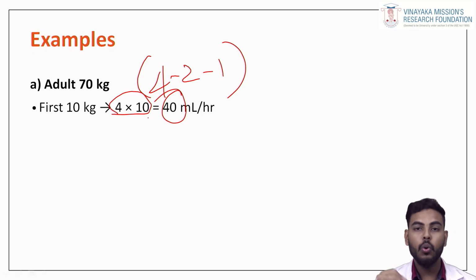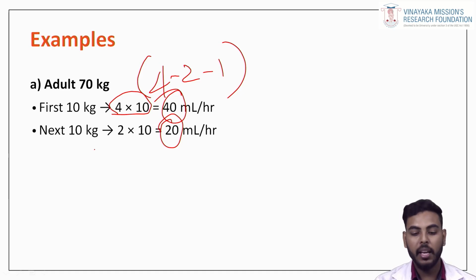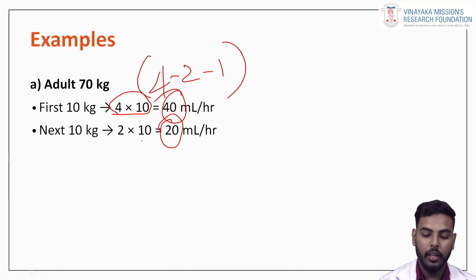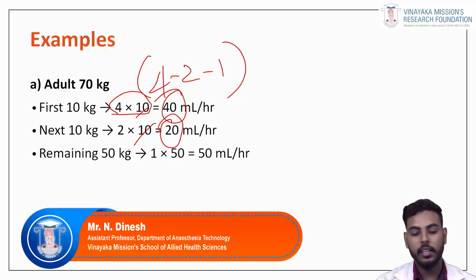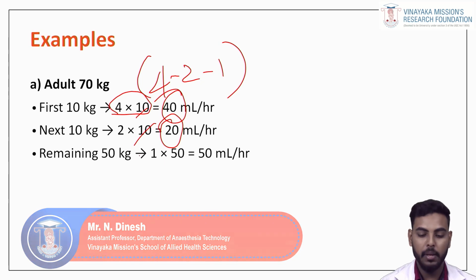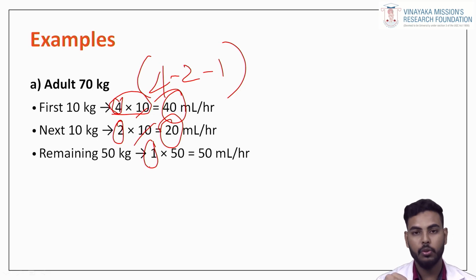So next is 2 ml per kg for the next 10 kgs, that is we will be getting 20 ml per hour. So last is the remaining kgs. So in a 70 kg patient, 10 is gone, 20. So the remaining is 50 kg. So the remaining 50 kgs will be multiplied with the 1. So here 4:2:1. So the formula we got here is the 4:2:1 formula. So the remaining kgs will be multiplied with the 1. So we will be getting 50 ml per hour.